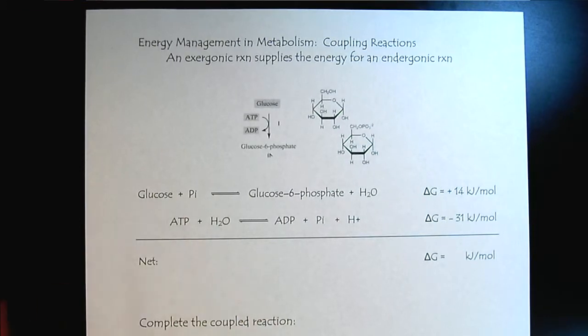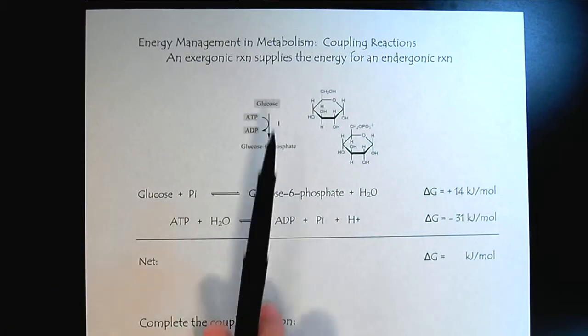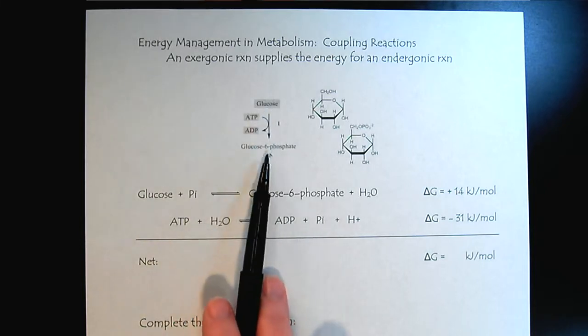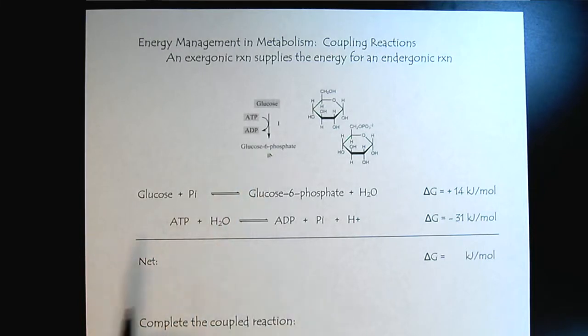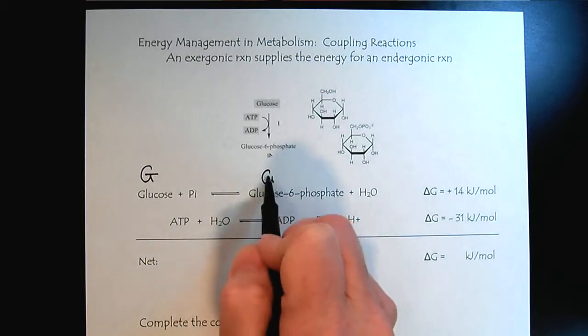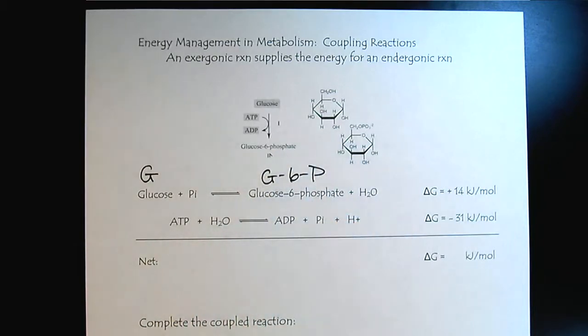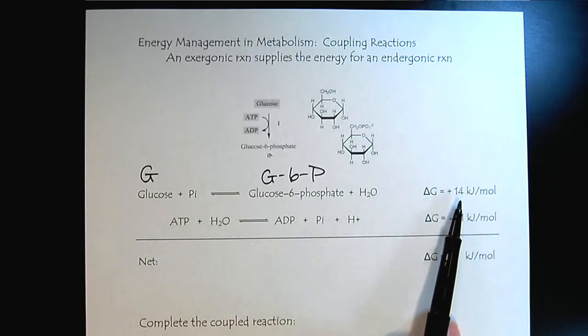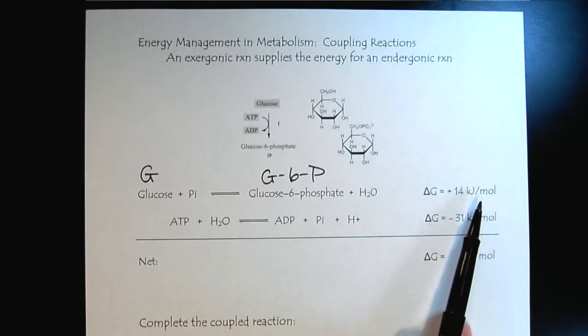Alrighty. So here we'll look at the first step of glycolysis. We see that we have glucose forming glucose 6-phosphate. We'll abbreviate glucose with a G, and then there's our glucose 6-phosphate. We have to bond it with a phosphate molecule, or ion, and we produce water. Notice that this is endergonic. It needs 14 kilojoules of energy.